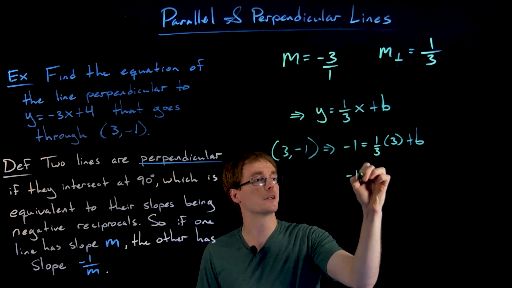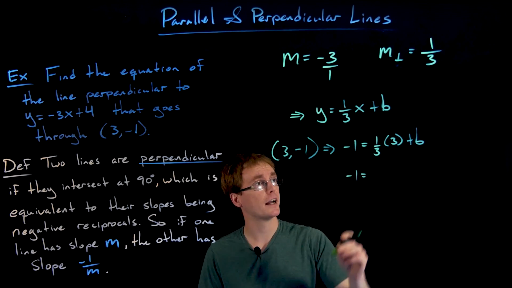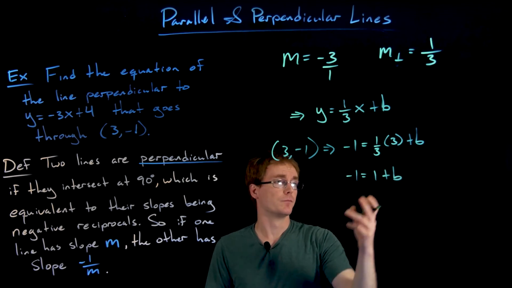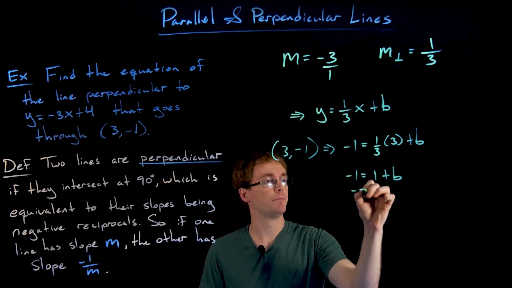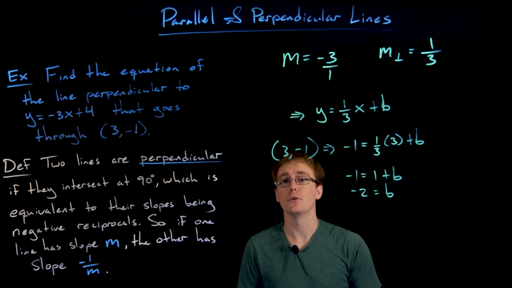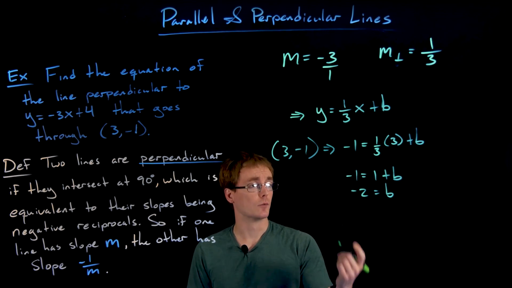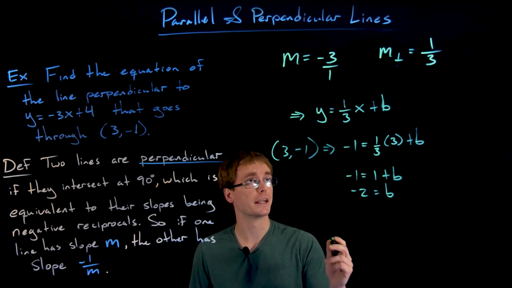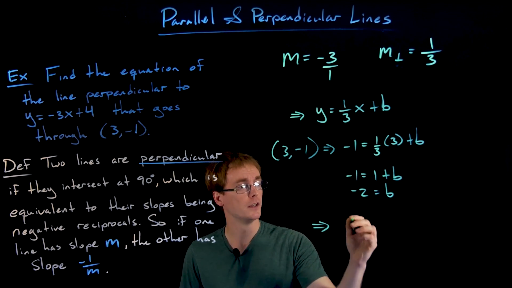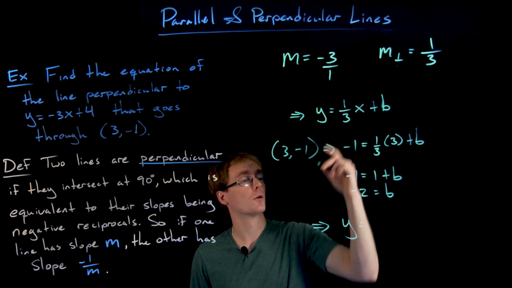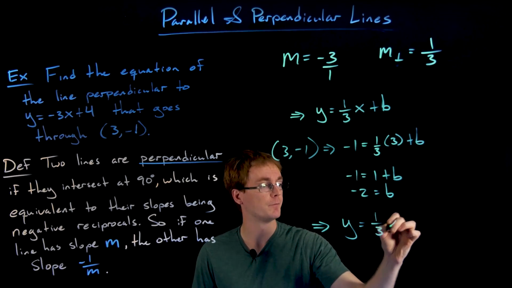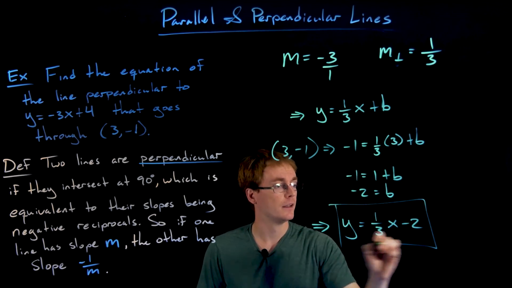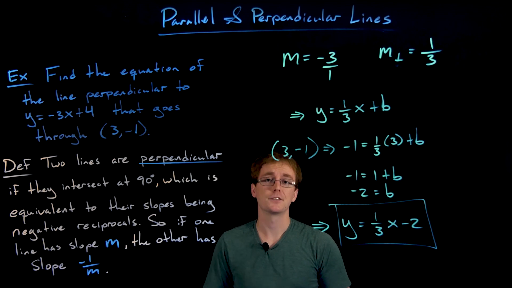So if we simplify our equation, we get -1 on the left-hand side, 1/3 of 3 is +1. So now if we subtract 1 from each side, we find that b is equal to -2. So we found the y-intercept for our perpendicular line. It happens at the point 0, -2. So that helps us put this information together along with the slope of our perpendicular line to find the equation of our perpendicular line. And that's y equals 1/3 x minus 2.